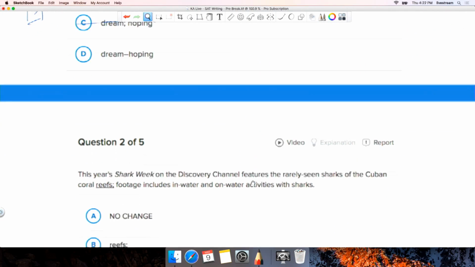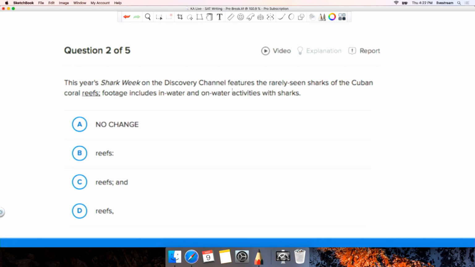So we had that one example. Now let's take a look at another one and get some more practice. So this year's Shark Week on Discovery Channel features the rarely seen sharks of the Cuban coral reefs. And this is a semicolon for those who can't see it. Footage includes in-water and on-water activities with sharks. So again, here I want to understand, is there an error? Is there something to fix? And if so, how would I do it?